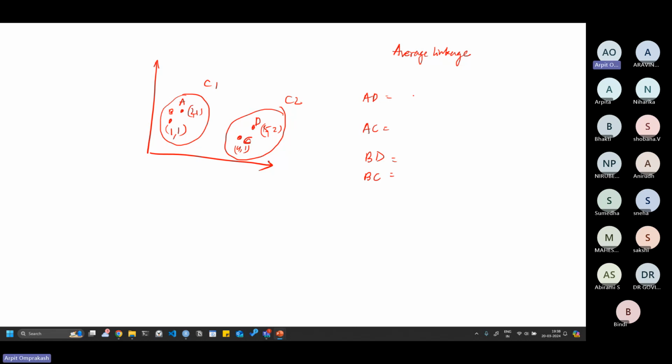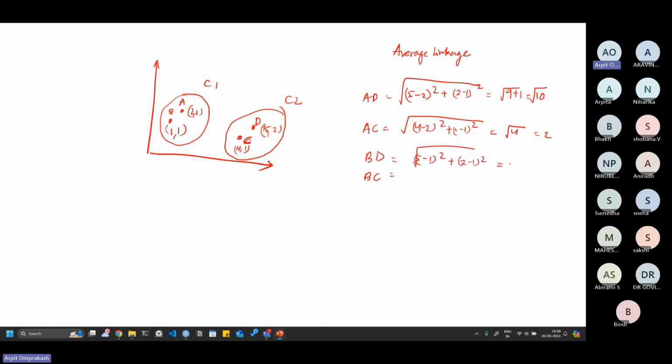So AD will be 5 minus 2 whole square plus 2 minus 1 whole square. Right. So this is 3 square, 9, plus 1 square, 1. This is root over 10. Then AC will be 4 minus 2 whole square plus 1 minus 1 whole square. This is 2 square, 4. This is 2.